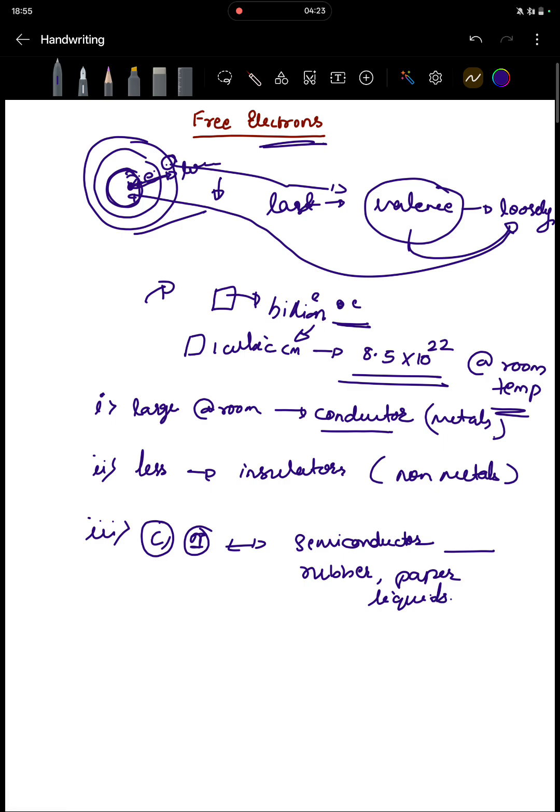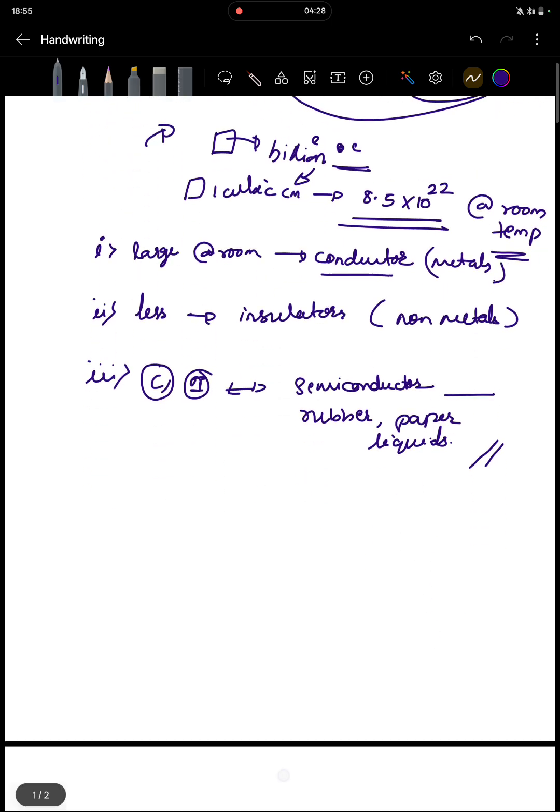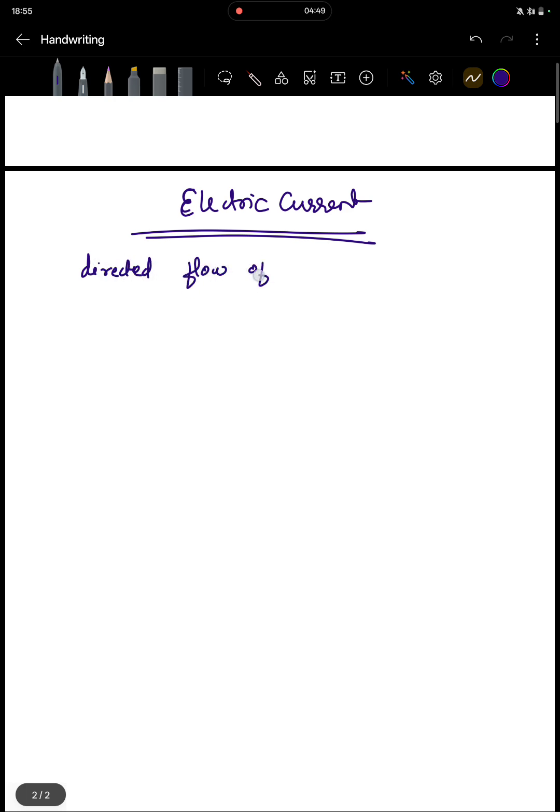Now, that is all about the free electrons. Now I am going to discuss what electric current is. It is very important here. What is electric current? The directed flow of free electrons is called electric current.